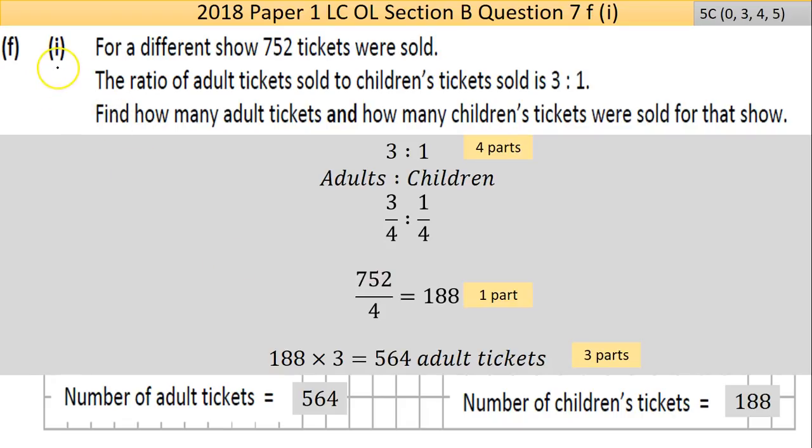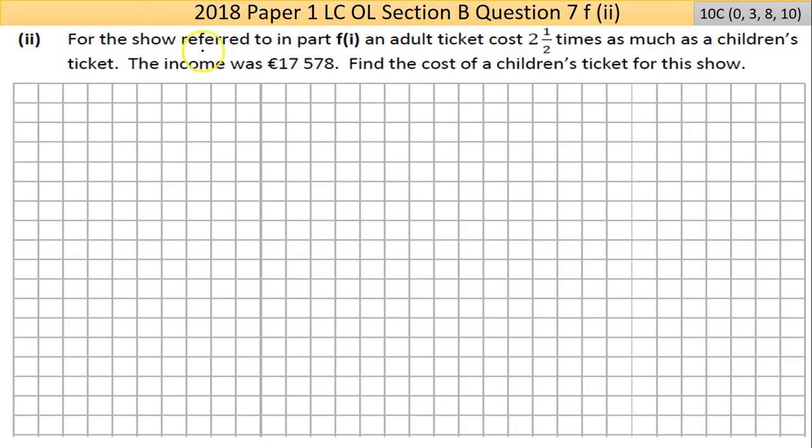Okay. So F part 2 now. For the show referred to in part F1, an adult ticket costs 2.5 times as much as a children's ticket. The income was 17,578. Find the cost of a children's ticket for the show. So this is what you're looking for. Let's call that X. Okay. So basically you have your income, I'm just going to call it I for simplicity. Your income equals, let's see, X plus 2.5 times X.